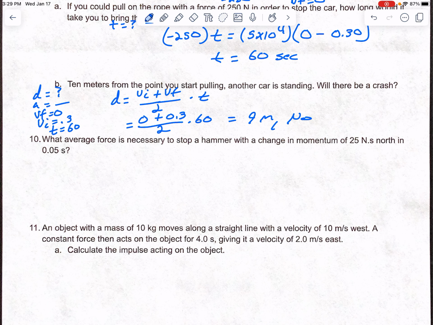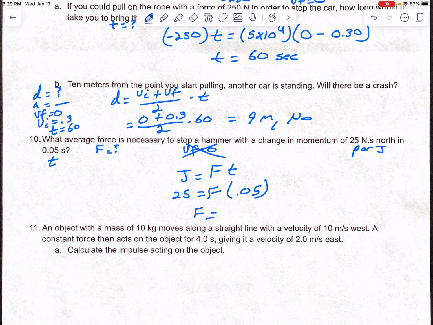Number 10 was the average force. So you're looking for force to stop a hammer. So V final is going to be 0. With a change in momentum of 25 newtons times seconds. So there is your P or J in 0.05 seconds. I was given time, so honestly, I didn't even need VF equals 0. I just get in the habit of seeing that. So I am just looking for force, and I know J equals F times T. So J is going to be 25 equals force, I don't know, and time is 0.05. So divide both sides, you get a force of 500 newtons. There's your answer for that one.